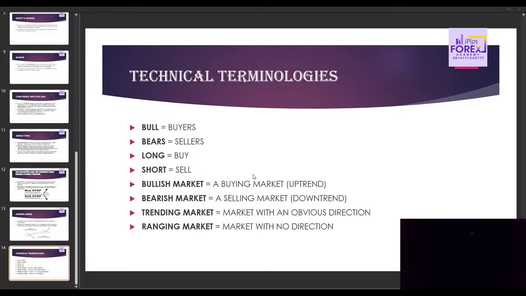Do you understand that? While a trending market is what? A market with an obvious direction, a market that knows where it is going. Now, if I ask you, what is the direction of the market? It either goes up, which is an uptrend, or it comes down, which is a downtrend. You know that already. Very good. Thank you for paying attention. So a trending market is a market with an obvious direction, just two directions. It either goes up or down. If it is not going up and it is not coming down, then it means what? It is a ranging market. That's a market with no direction. Do you understand up to that point?